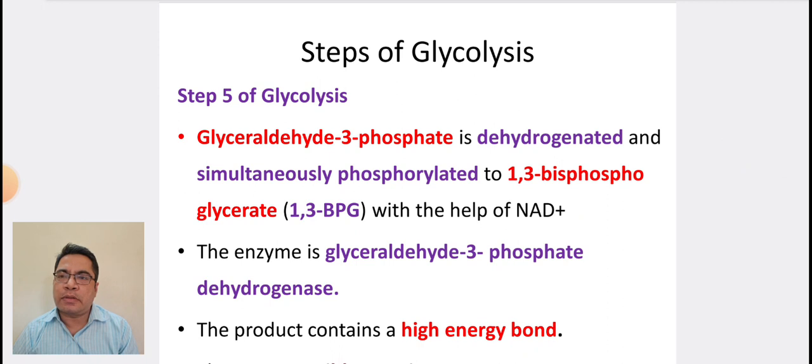Step 5 of glycolysis. Glyceraldehyde 3-phosphate is dehydrogenated and simultaneously phosphorylated to 1,3-bisphosphoglycerate, that is 1,3-BPG, with the help of NAD+. The enzyme is glyceraldehyde 3-phosphate dehydrogenase. The product contains high energy bond.